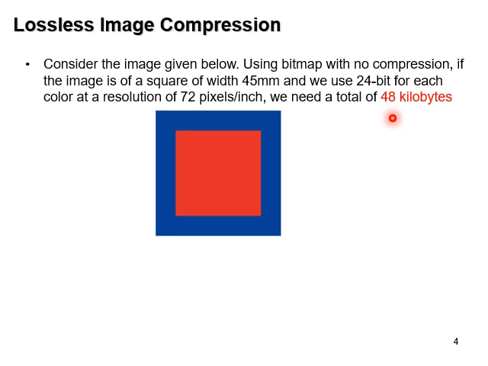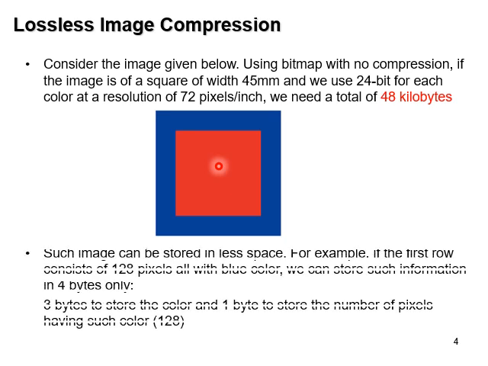Now, can we do some compression? And we're not talking here about vector graphics. We're talking about still storing the image as a bitmap, but in a smaller number of bits. So one idea is that this image can be stored in less space. How? Let's assume the first row here consists of 128 pixels, all of them having a blue color. So we can actually store that information in only 4 bytes.